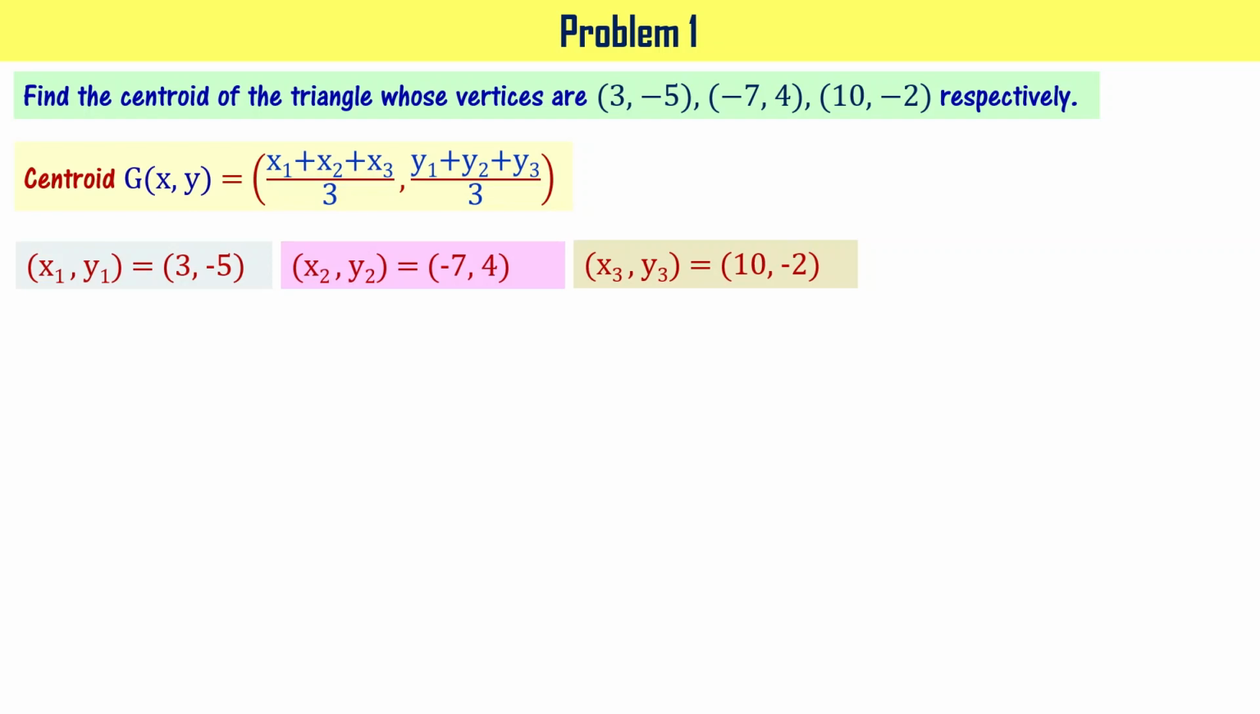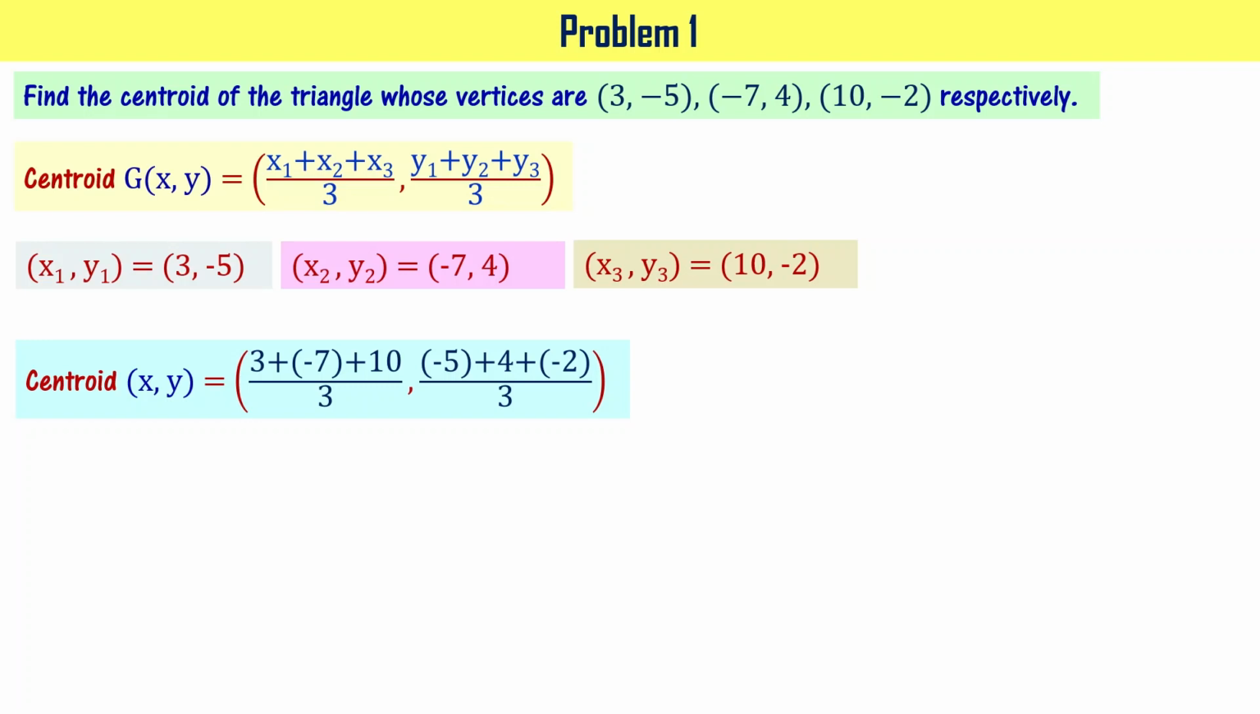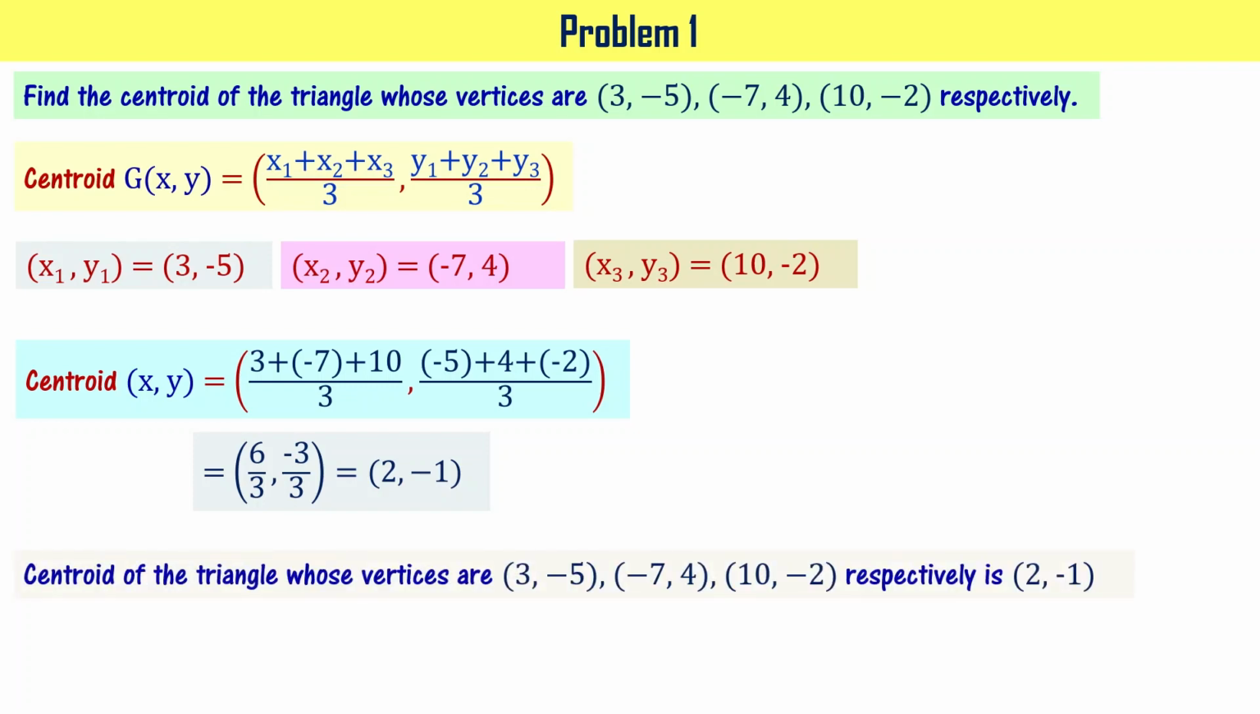Let's substitute these three into the previous equation such that I'll get centroid (x, y) as (2, -1). So to answer the question, the centroid of the triangle whose vertices are (3, -5), (-7, 4) and (10, -2) respectively is (2, -1). I hope you understand the concept now.